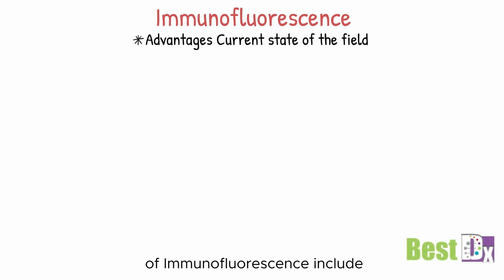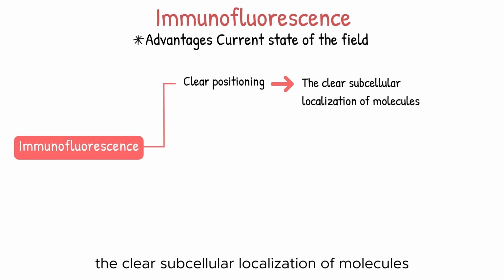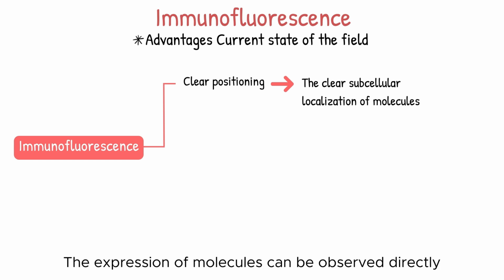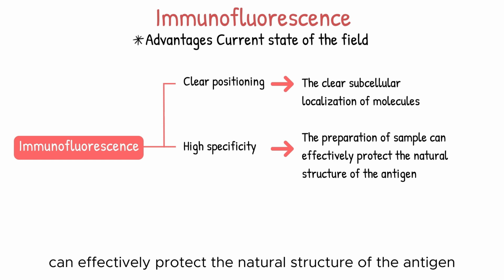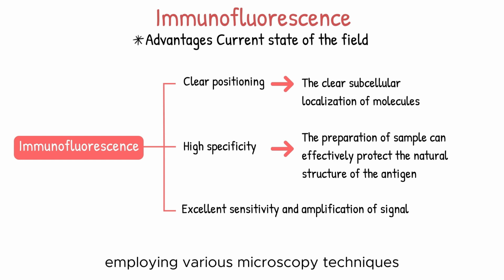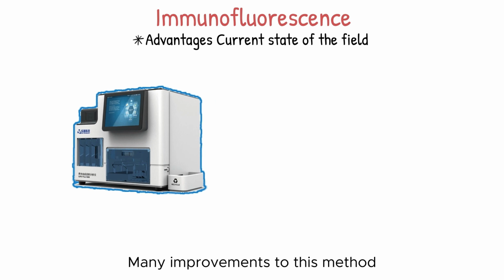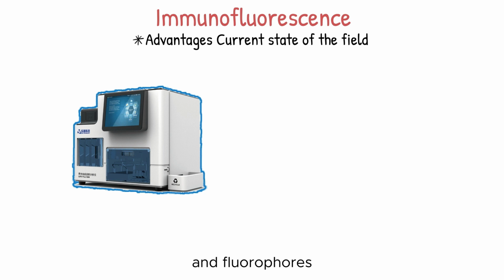The advantages of immunofluorescence include clear positioning. This assay can give researchers the clear subcellular localization of molecules. The expression of molecules can be observed directly. It has high specificity, and the preparation of the sample can effectively protect the natural structure of the antigen. It also offers excellent sensitivity and amplification of signal employing various microscopy techniques. Many improvements to this method lie in the improvement of fluorescent microscopes and fluorophores.